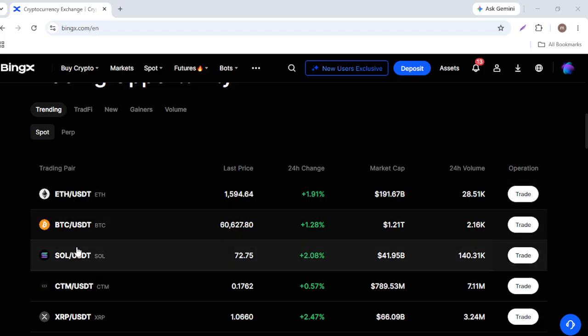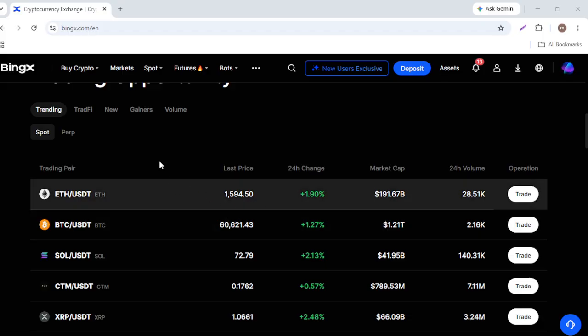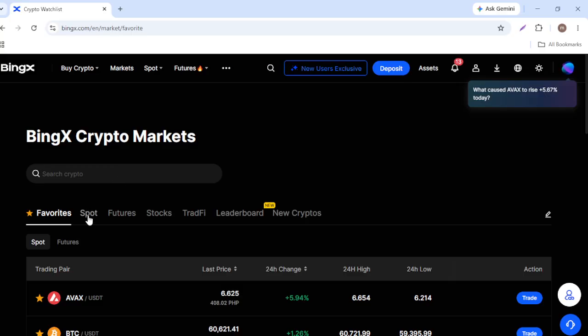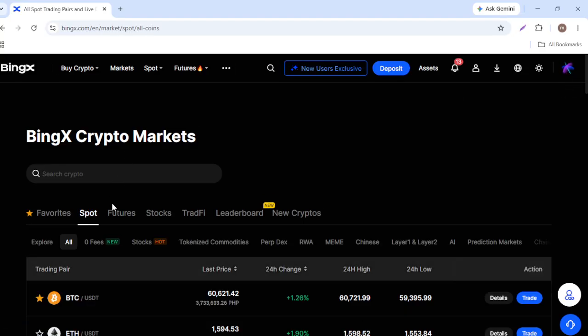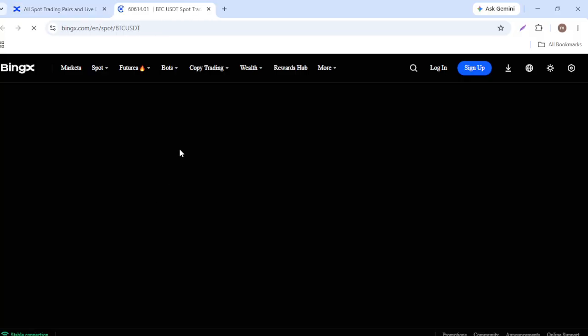First, open Bing's website and sign in to your account. Go to the Markets section and select the cryptocurrency you want to view, such as BTC to USDT. Once you open the trading pair, you'll see the price chart. This chart shows how the coin's price has changed over time and helps traders spot trends and potential trading opportunities.